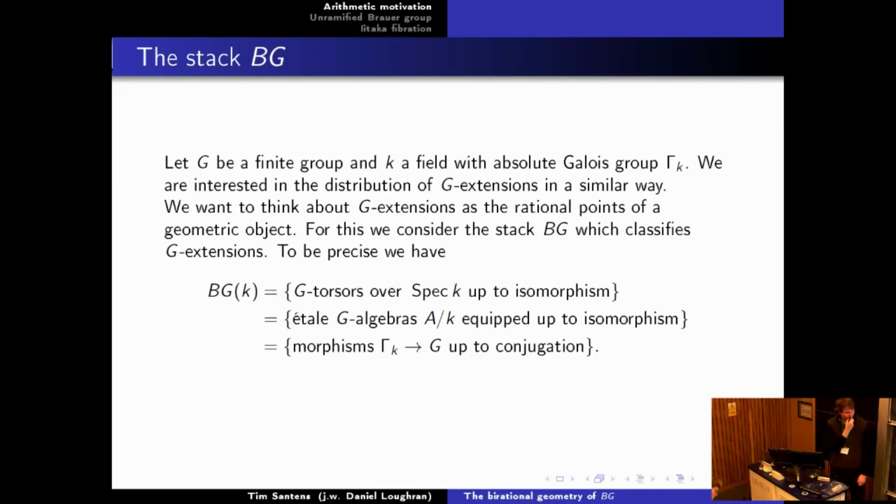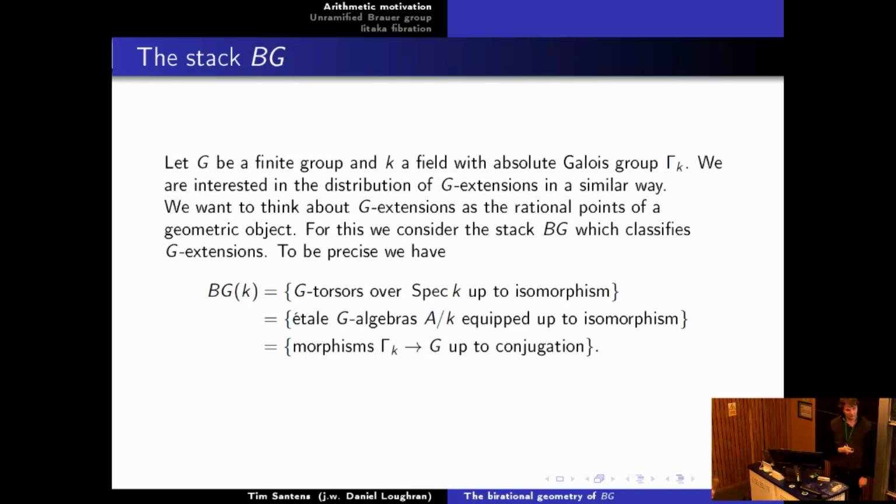And what is often very convenient is that you can identify these with morphisms Gamma_K to G up to conjugation, and so again a category. It might be that after conjugation a morphism stays the same, but this means that you have an arrow in your category from the morphism to itself.